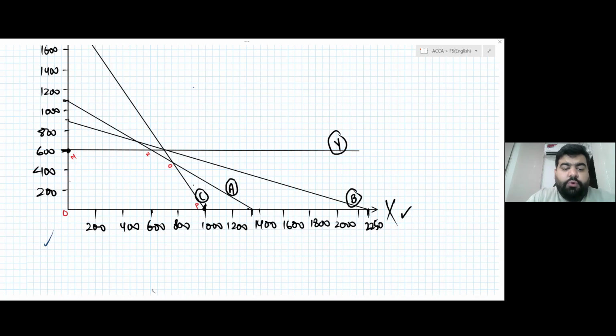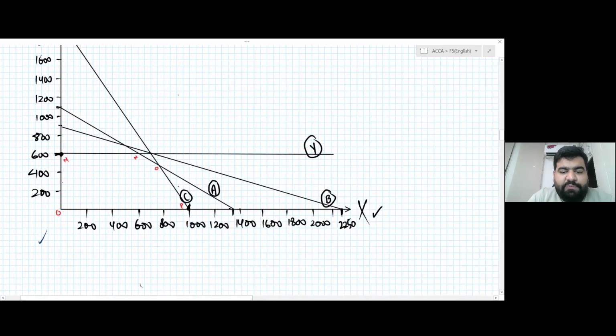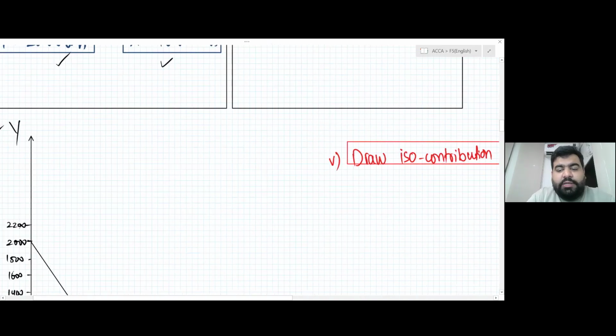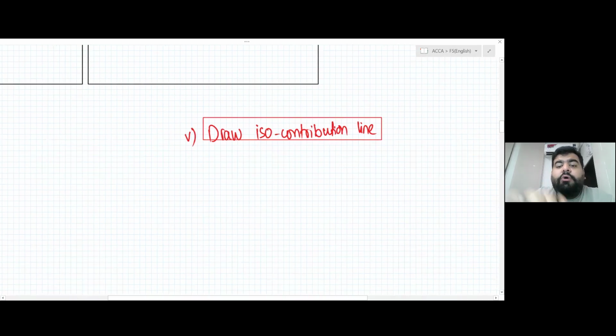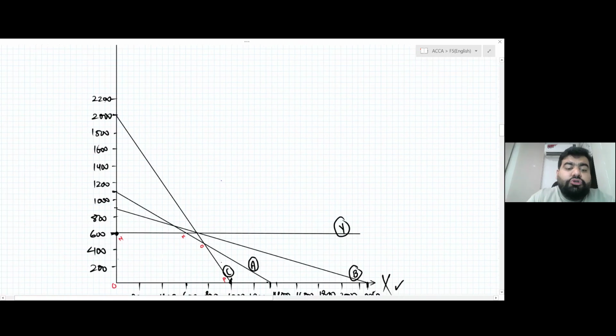Now what do we have to do? Actually, what you have to do at last is calculate the maximum. If you remember, we have to calculate the best plan and maximum contribution. So the next step, step 5, since step 4 is done, is to draw the ISO contribution line. This is basically the main step in this concept. What is the ISO contribution line?